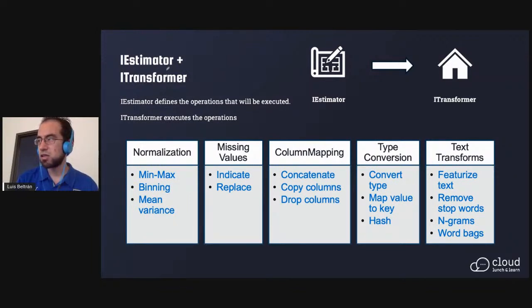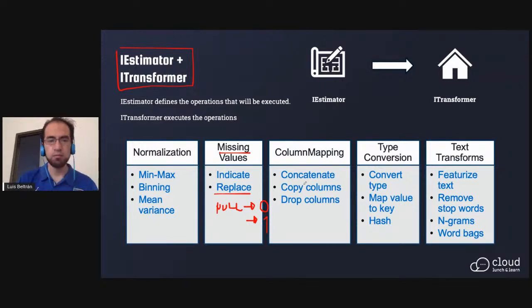For these operations, you will create a couple of elements, IEstimator and ITransformer. The IEstimator is basically like a blueprint of a house. It's like a plan: what activities, what tasks will we apply to the data? So for instance, if there are missing values, we will replace them. If there are some nulls, we will convert nulls into, let's say, zeros, or maybe into one. It depends on the data that we are modeling.